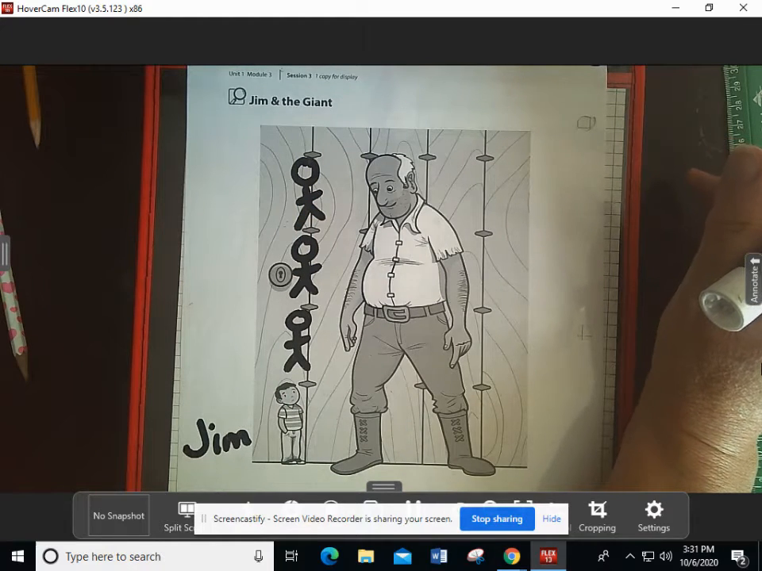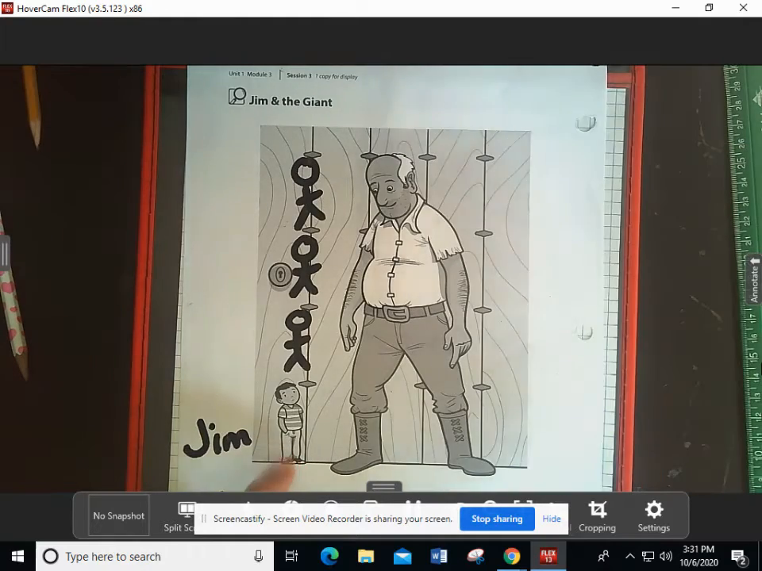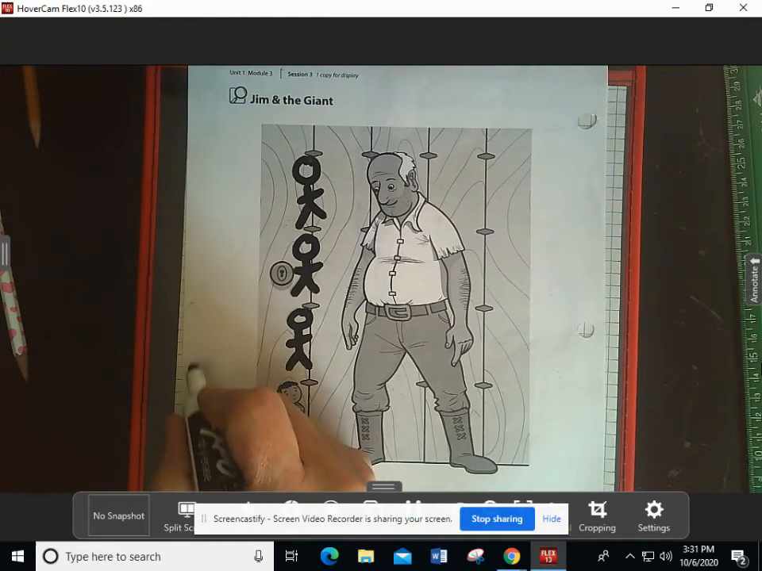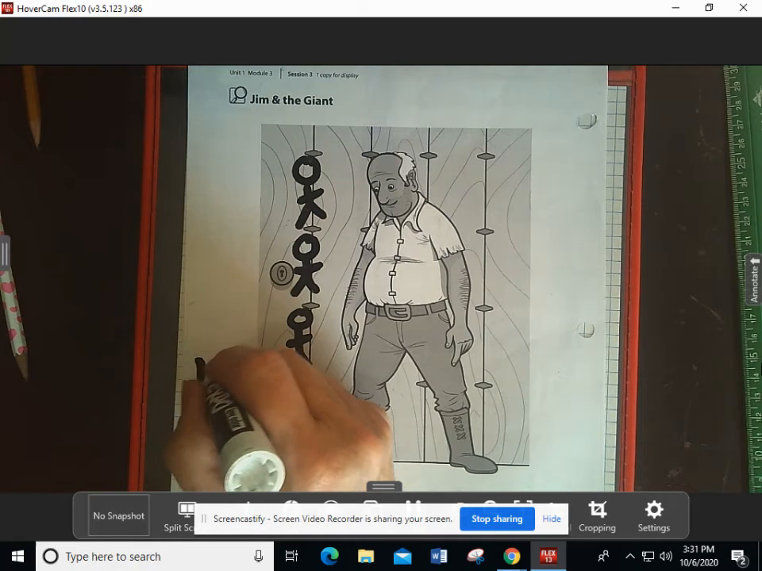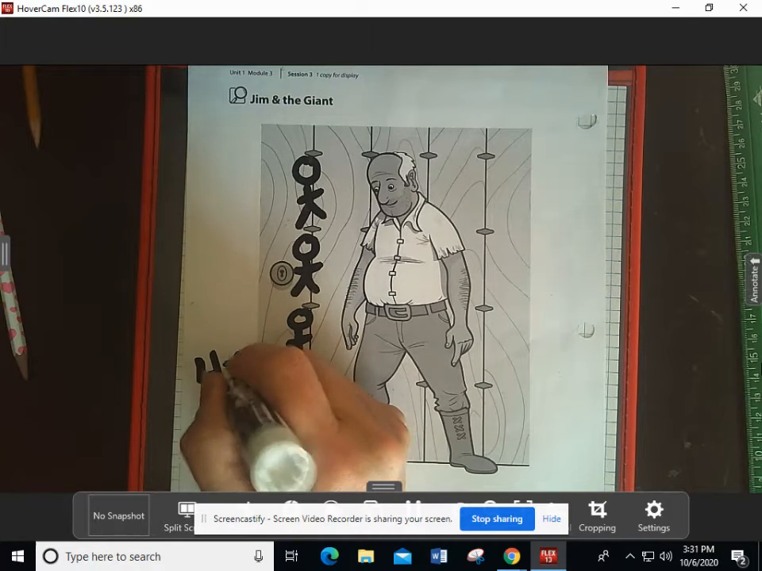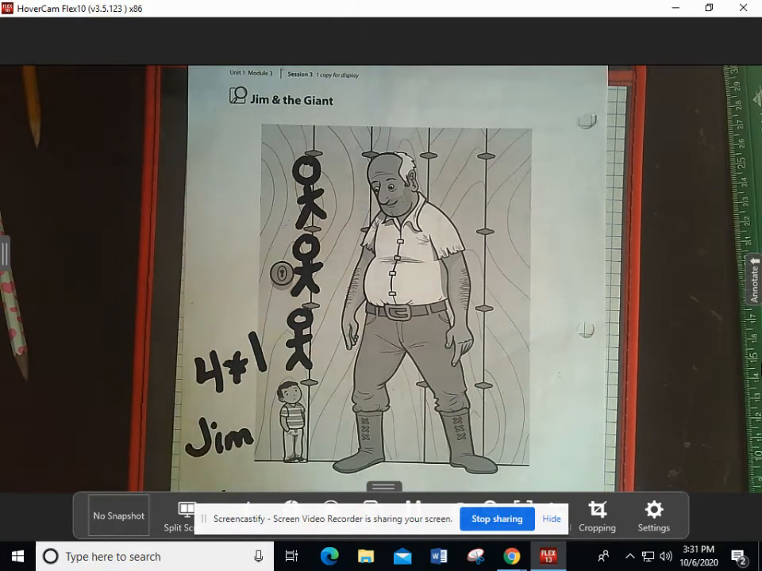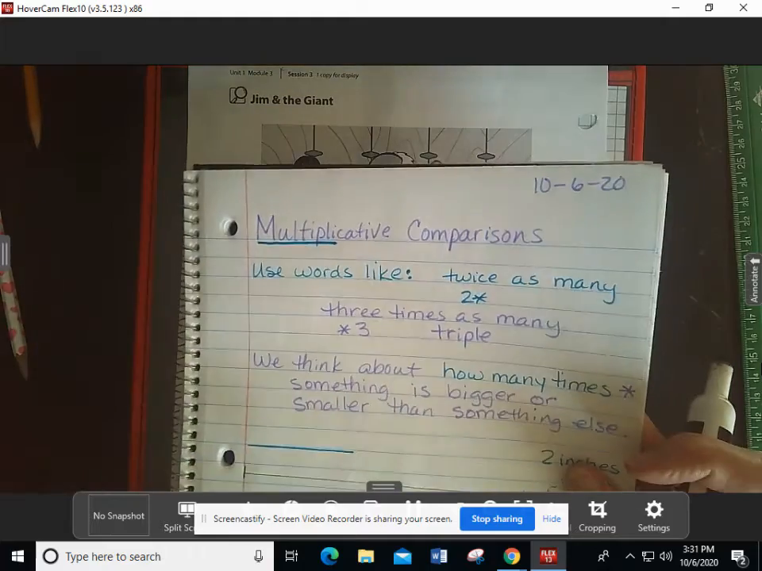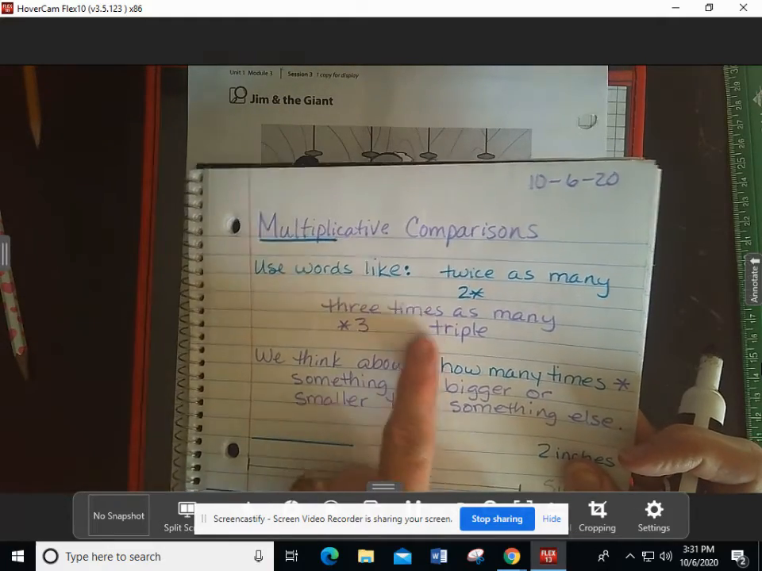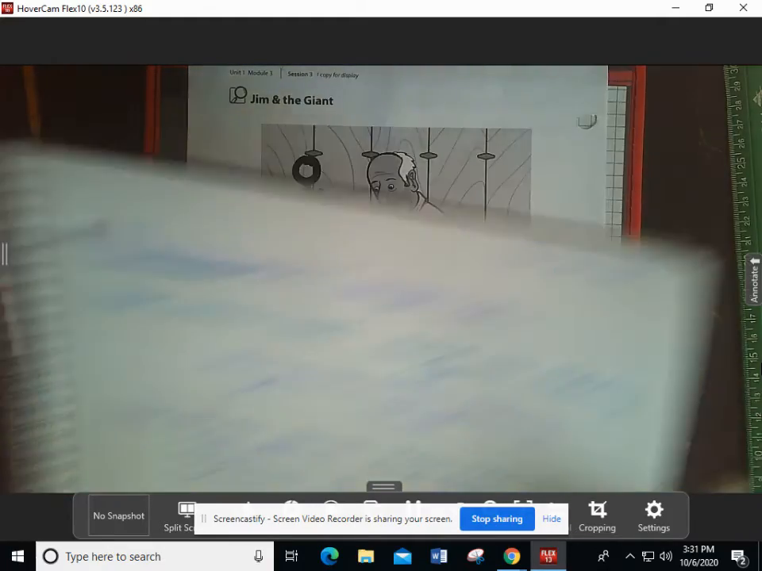So in other words, we have 4 groups with 1 in each group. 4 times 1. Remember when we were working with our notebook? 4 times as many would be times 4. See, 3 times as many is times 3.